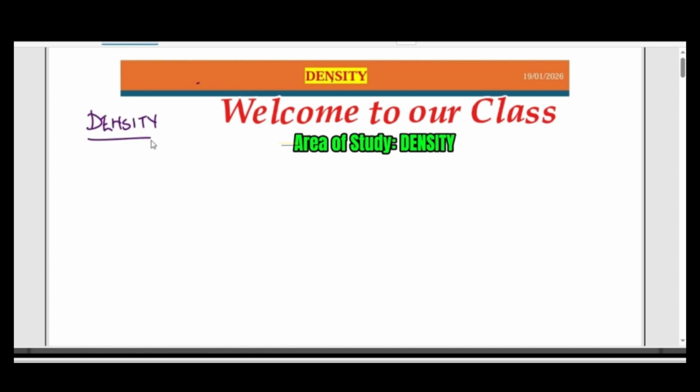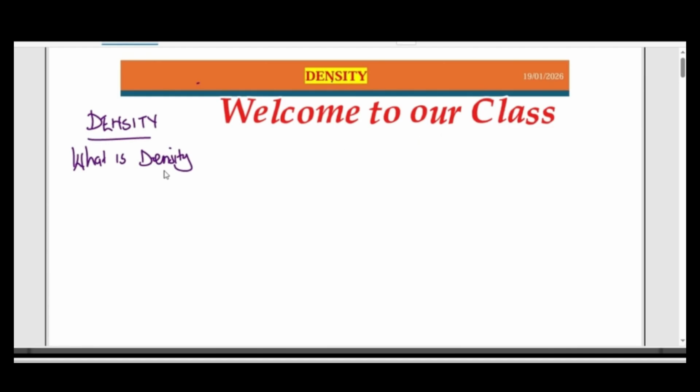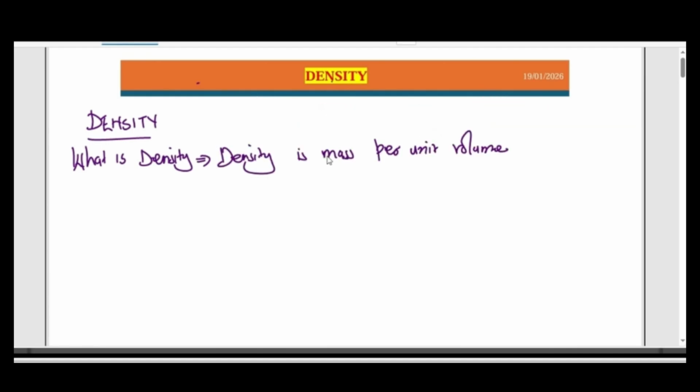Today, the area of study is density, and we define what density is. Density is mass per unit volume. So, the way to define density is the mass of a substance per unit volume.